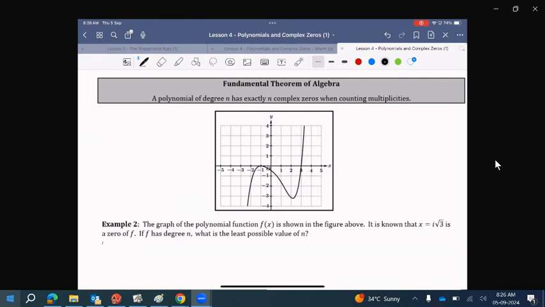So we have the problem given here, the example. The graph of the polynomial function f of x is shown in the box. It is known that x minus i root 3 is a zero of f. If f has degree n, what is the least possible value of n? I'll give you 2 minutes to work with the people next to you. This is an exam-style question that you would have 2 minutes for. Have a go at this question now. Discuss and explain.